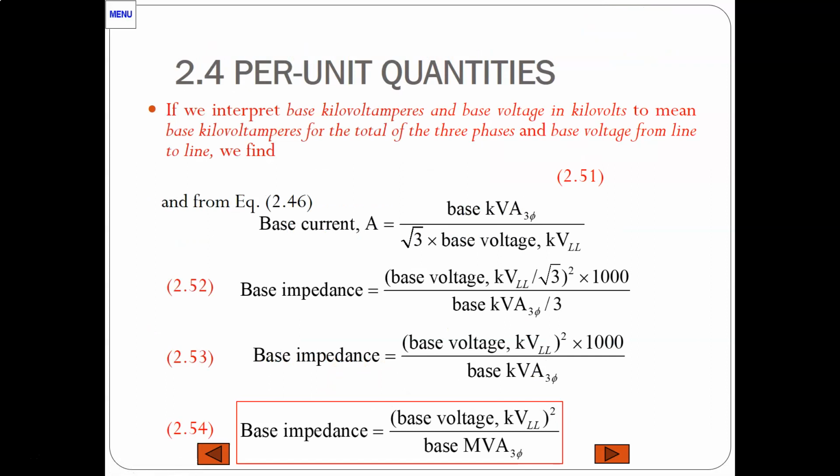If we interpret base kilovolt-ampere and base voltage in kilovolts to mean base kilovolt-amperes for the total of the 3 phases and base voltage from line to line, we find the equations you see here, and you're probably going to use those a lot. For current you have a base value in kilovolt-amperes, and then you have kilovolt line to line, and of course you need a square root here. But equation 254 is maybe the most important here: the base impedance, where you use the base voltage squared divided by the base MVA 3-phase.